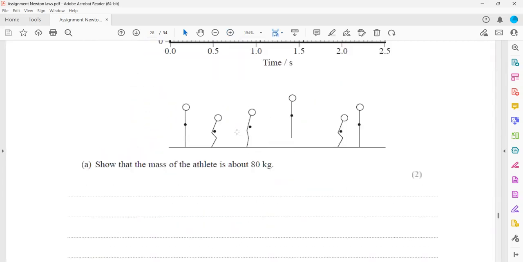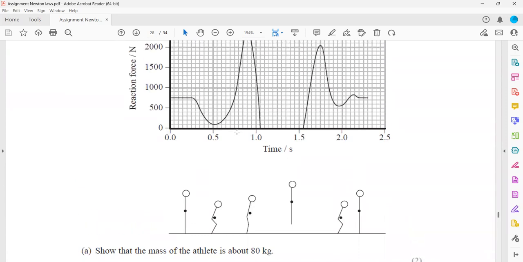Show that the mass of the athlete is about 80 kilograms. How can we show that the mass is about 80 kilograms? At this point, the weight balances with the normal contact force. So we can say weight is equal to R. And weight is mg, so mg is equal to R. What about R? Each box is 1, 2, 3, 4. So each box is representing 50 or 100, sorry. So this is 600, 700 and 750. This is 750 into 9.81.